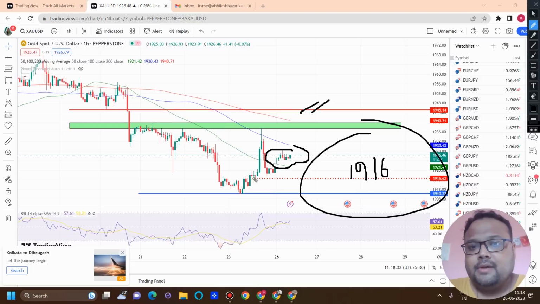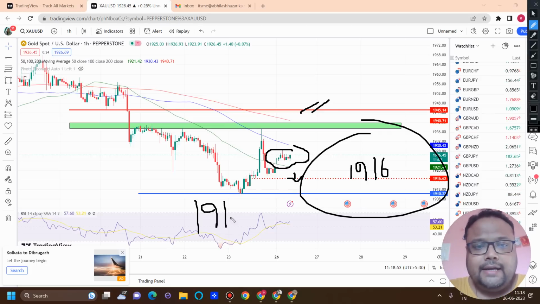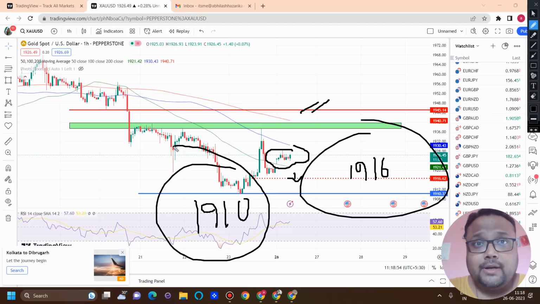Okay, so during the US session, if volatility arrives, if volume comes, and if you see the market crossing the 1916 level, then as I said earlier, at 1916 you can go for a sell for a target of 1930 to 1912, not more than that. And as of now, 1910 is the only support level.